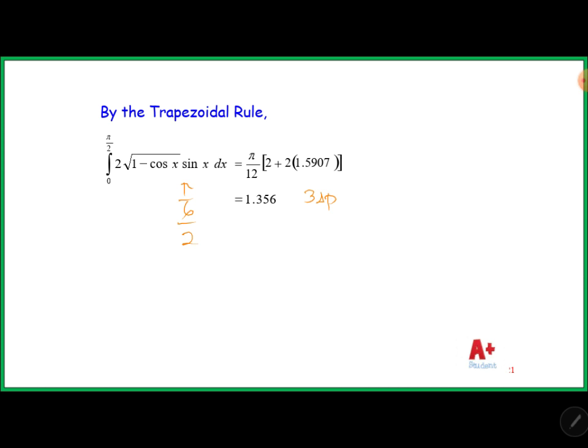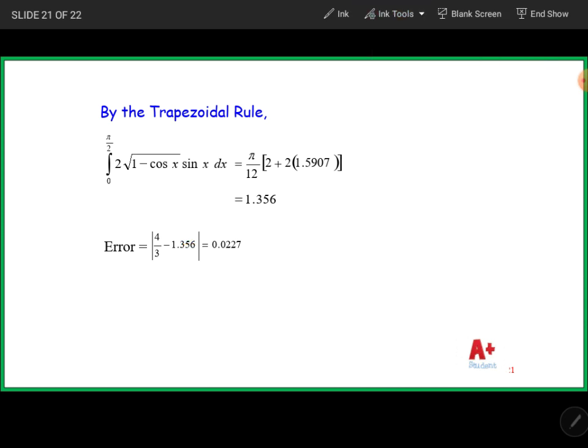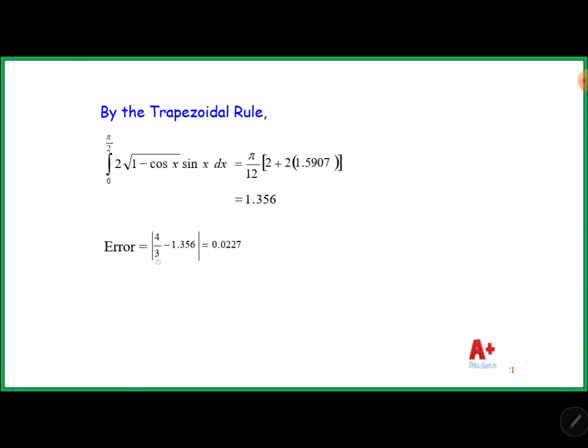Now, question C. How to find the error? Okay. So the error is the difference between the exact and the approximation. So we can use exact minus the approximation or approximation minus the exact. So we know the exact value we found in part A is equal to 4 over 3. And then the approximation equal to 1.356.